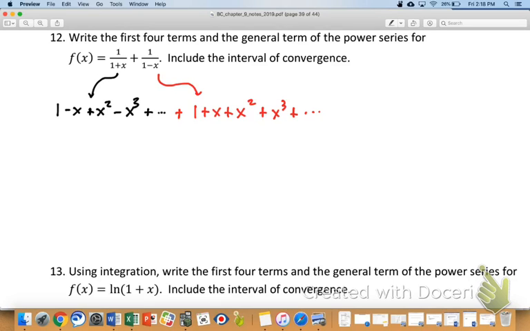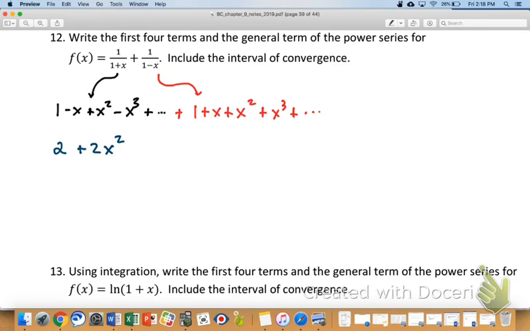So, if you add these up, you would get 2. The x's would add out, right? Plus 2x squared. And then the x cubes would add out. And I have completely run out of terms, right? Because I need the first 4. Oh my gosh, what do I do?